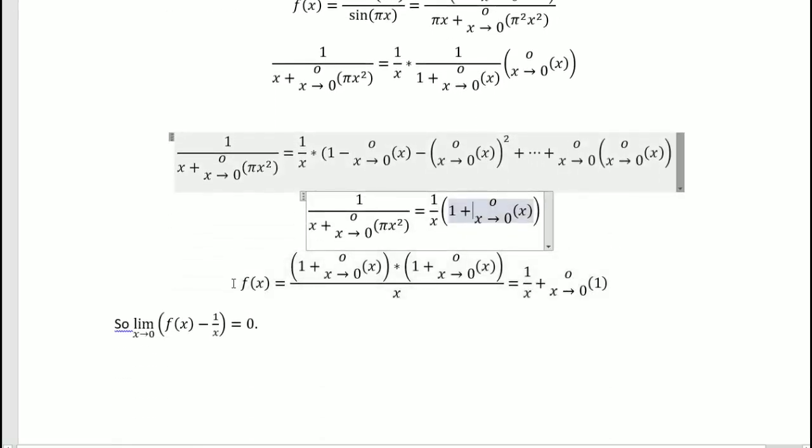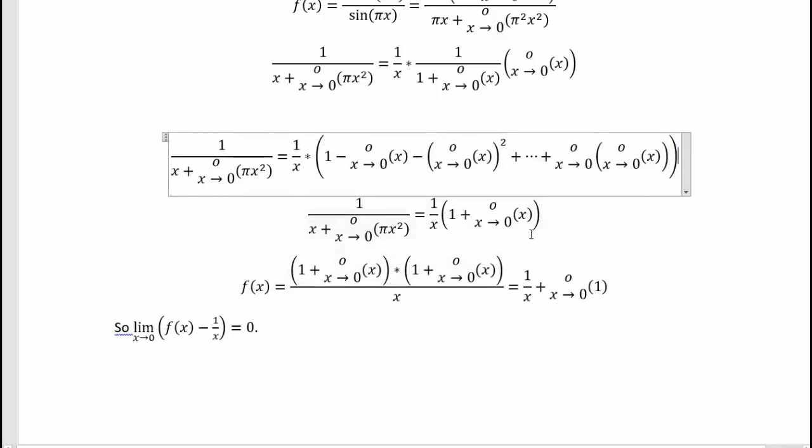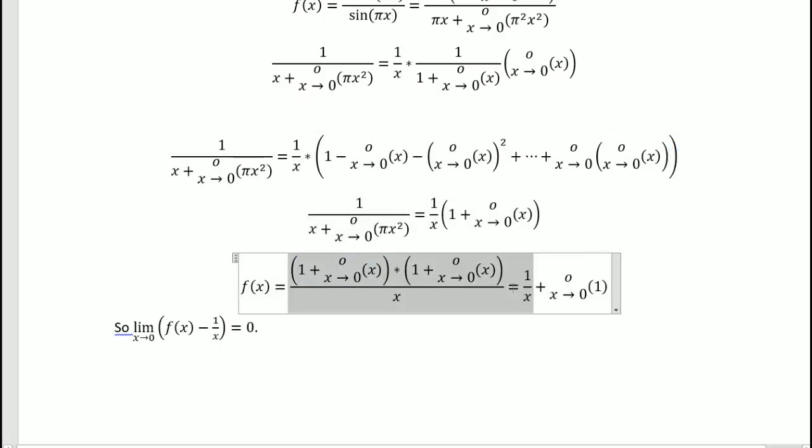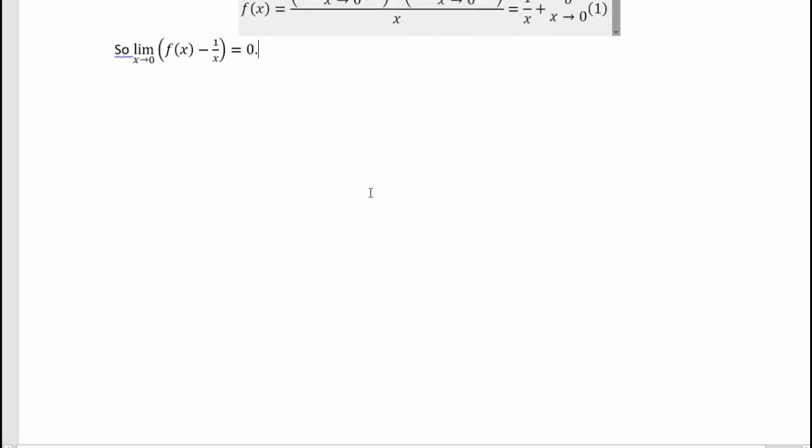Okay, pretty fine so far. So I get there, there is a missing sign here. Yeah. So I get this expression of f by just replacing, and that equals to 1 over x plus O of 1. So we can know that the limit of x to 0 of f minus 1 over x equals 0. Okay, so we just proved the equivalent in 0.